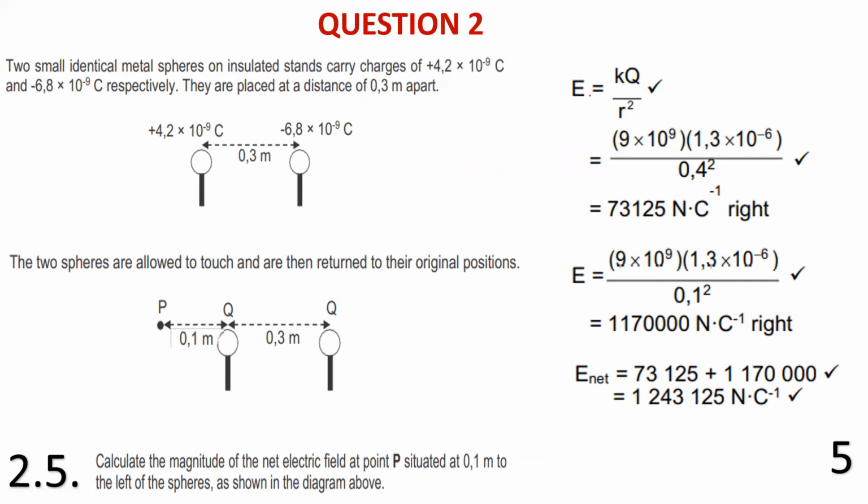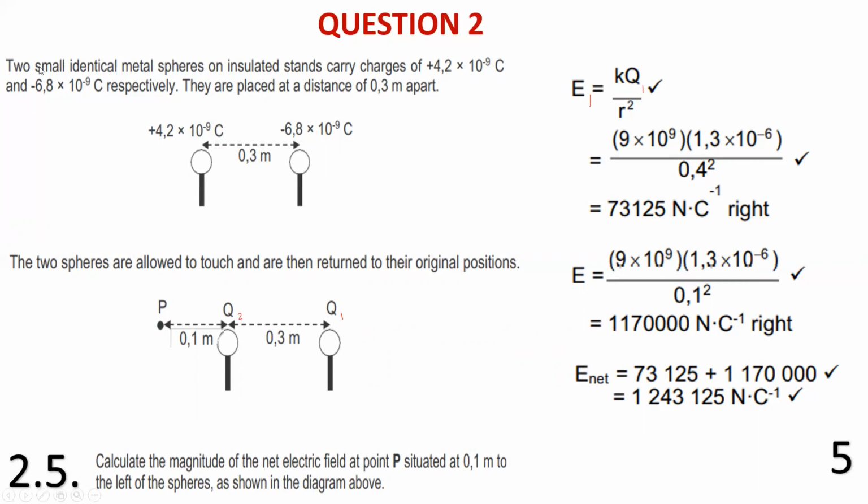So E1 is K times Q1. Both of them are the same, as you know, the charge is the same. Distance 0.4. Let's say Q1 is here and Q2 here. The distance between Q1 and point P, as you see, is 0.4. Because of that we use 0.4 squared, and you get E1 first.